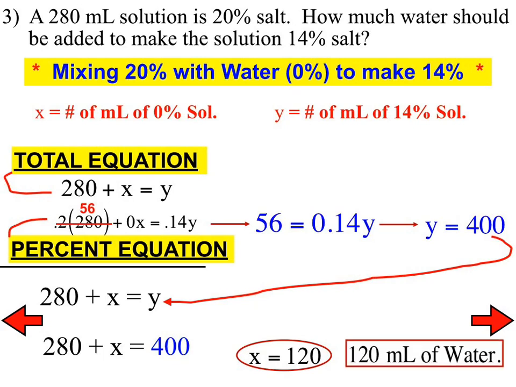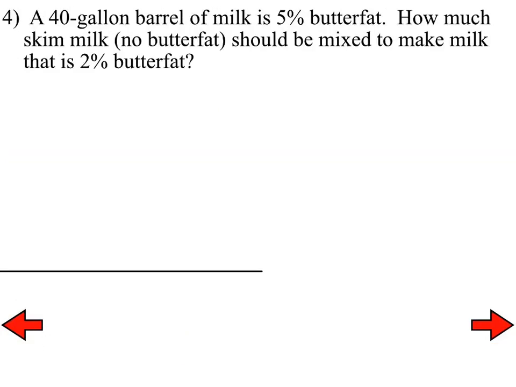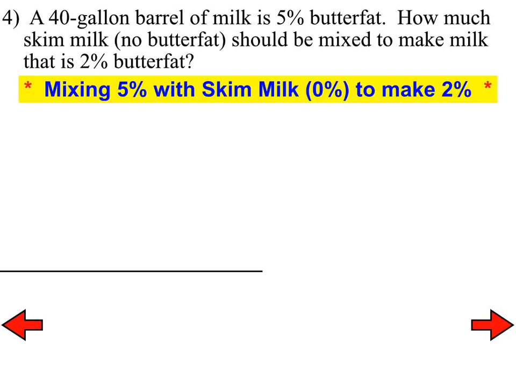All right, any questions there? Once again, once we realize what we're talking about when we're talking about water, everything else is identical to number 1 and number 2. All right, I would like everybody to please try number 4. In this problem, we are mixing 5% with 0%. Skim milk has 0% butterfat to make 2%. And to me, once again, this is the key, understanding what it is that you are mixing together, because that should clear up everything as you're setting up your system.